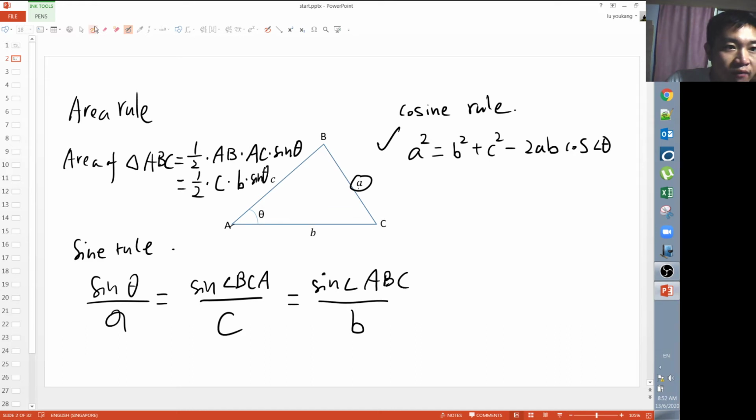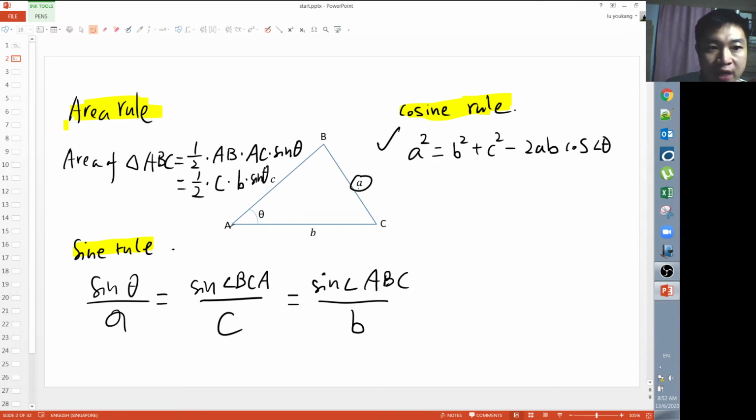By the way, if you are studying in secondary 3 or 4, especially secondary 4 O level exams, your sine rule, cosine rule, and area rule are all given in the formula booklet. You don't have to memorize any of this, but I think it's good to explain to you how you can actually make use of your cosine rule, sine rule, and area rule.